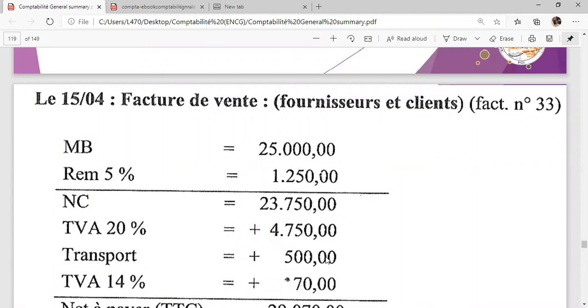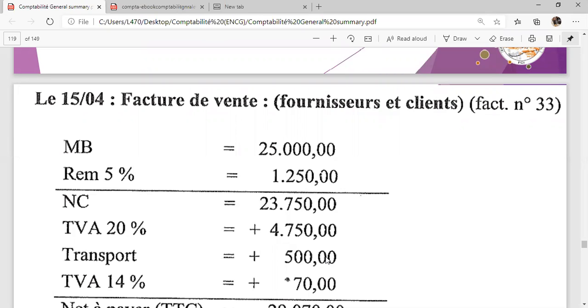So firstly, we had le montant brut as 25,000, and the first thing we have is le remise, which is 5% of 25,000, which is 1,250. And the difference between the two will give us a net commercial of 23,750. So up to there, I hope we are clear.